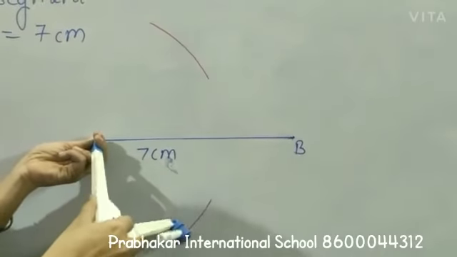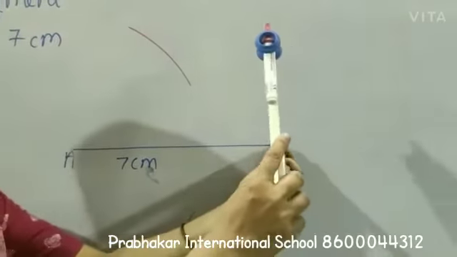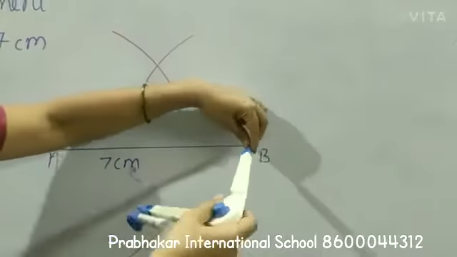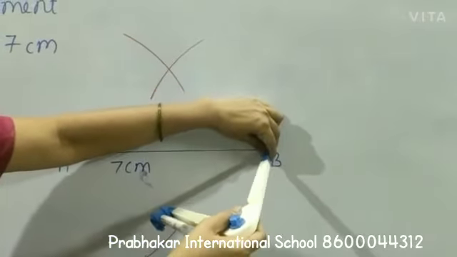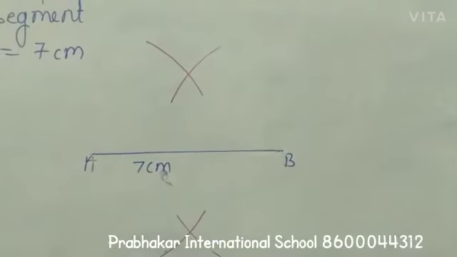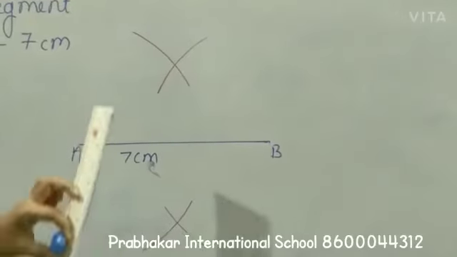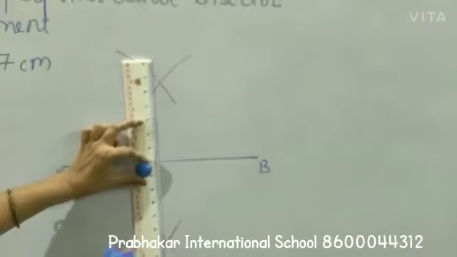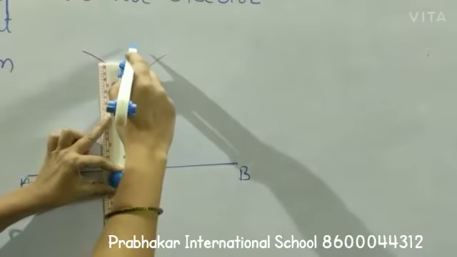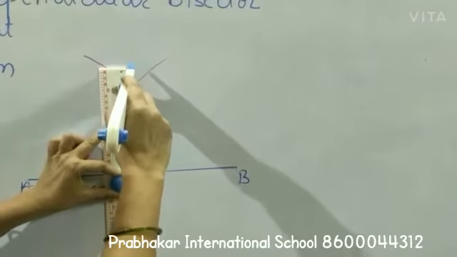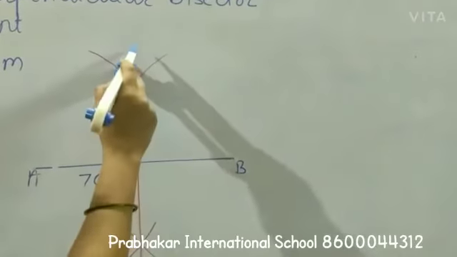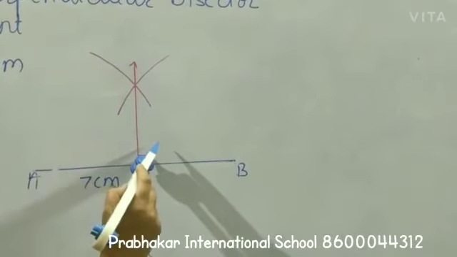Same way place it on B, draw arc to the up and to the down. You will get exactly. Okay. So like this I have taken 2 points. Now I will join these 2 points. So what I have drawn this is perpendicular also and bisector also.